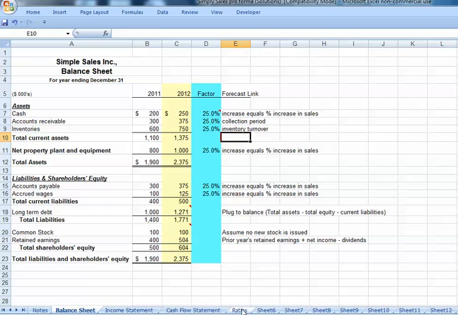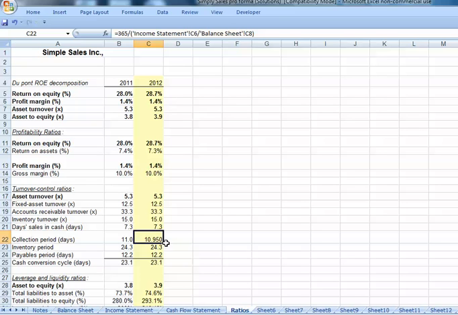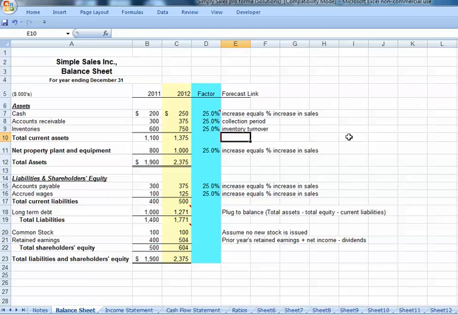Let's go to our ratio page. Currently, our collection period is 10.95 days, and our inventory turnover is 15 times. Let's incorporate those into our pro forma. So 10.95 days and an inventory turnover of 15. So let's go ahead and delete what we've got here right now. Collection period 10.95. Oh, we have to change the formatting on that. 10.95. And our inventory turnover was going to be 15.